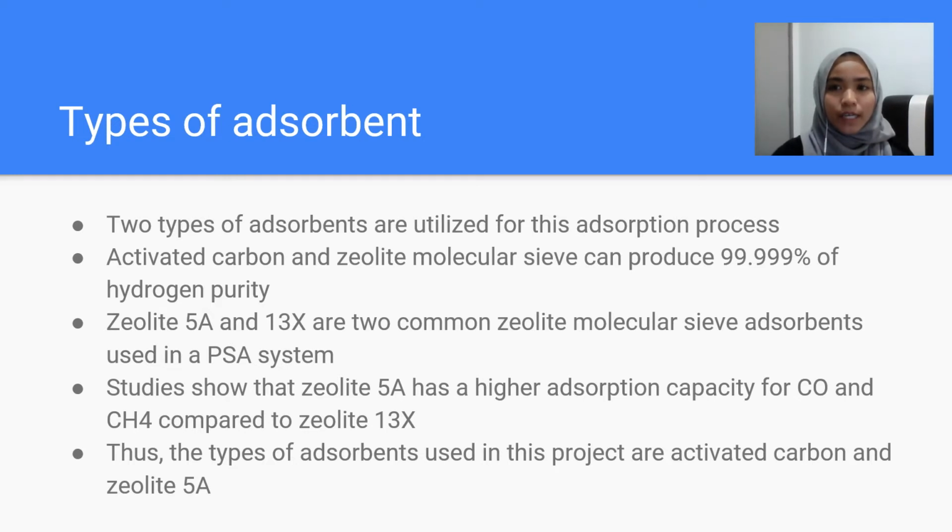Zeolite 5A and 13X are two common zeolite molecular sieve adsorbents used in a PSA system. Studies show that zeolite 5A has a higher adsorption capacity for carbon monoxide and methane compared to zeolite 13X. Thus, the types of adsorbents used in this project are activated carbon and zeolite 5A.